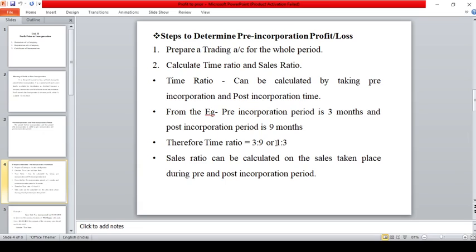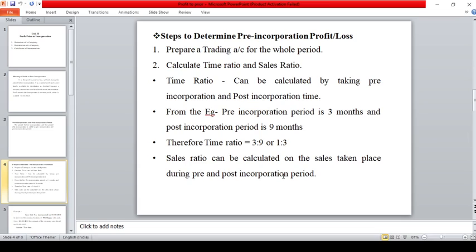Okay, so like this you have to calculate the ratio. I hope all of you understand. So this is the pre-incorporation period and this is the post-incorporation period. So 3:9 is the ratio. Take the common factor and divide it. It will be 1:3.